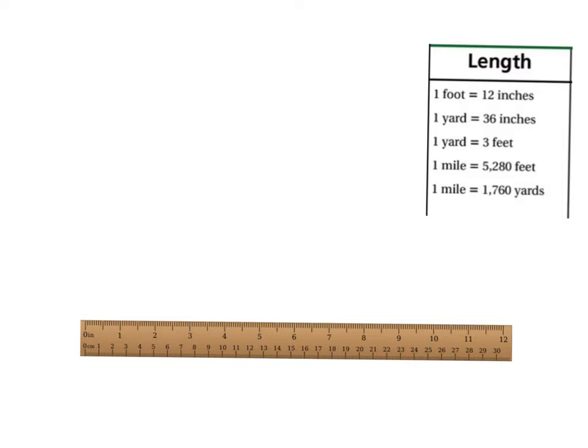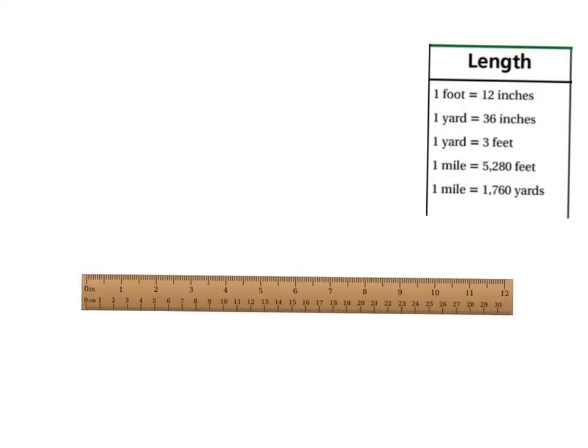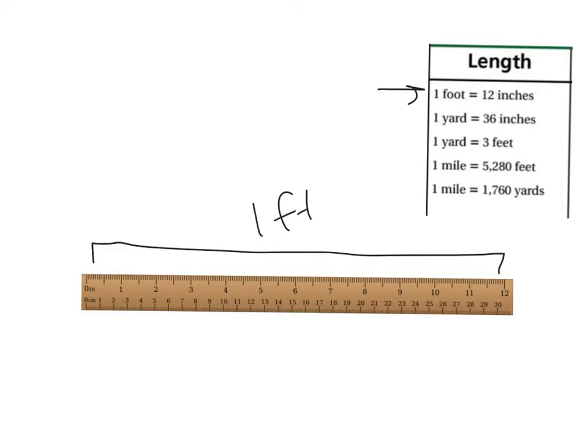Now that you've had an opportunity to record those conversions, let's actually do some visualization. If you look here, here is a ruler. This ruler, if you'll notice, goes from 0 to 12 inches. If you then notice right up here that 1 foot equals 12 inches, so this is 1 foot. So we're going to use that knowledge to then do some conversions.